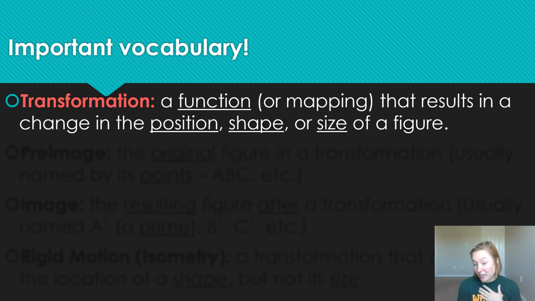So when I think of transformation, I have been watching HGTV a lot with my husband lately because, as you can see, we are in a new house in Alabama, and it's just fun to get some ideas.